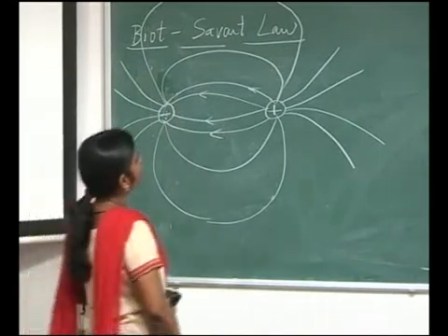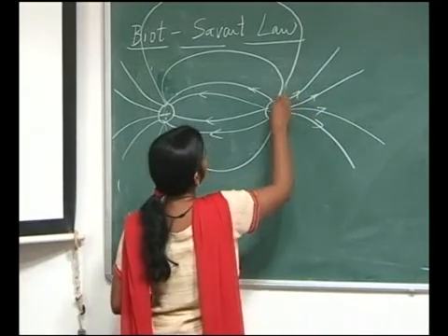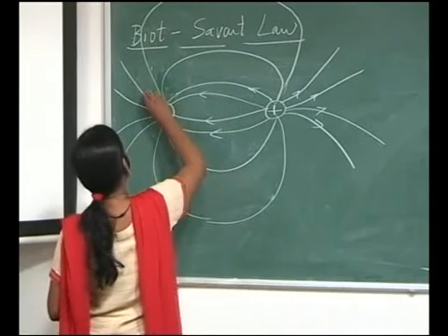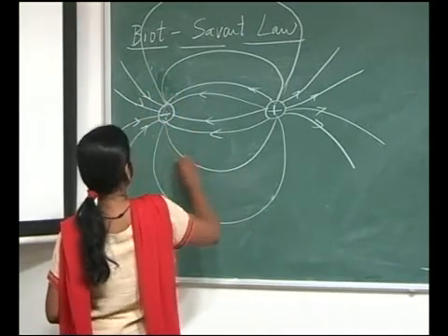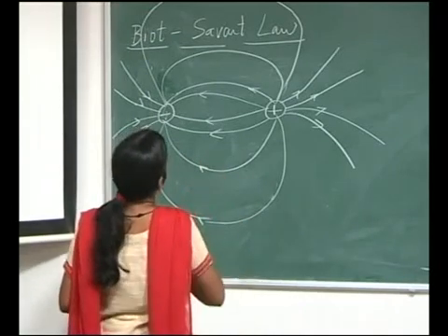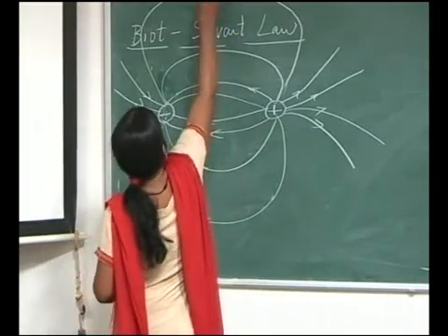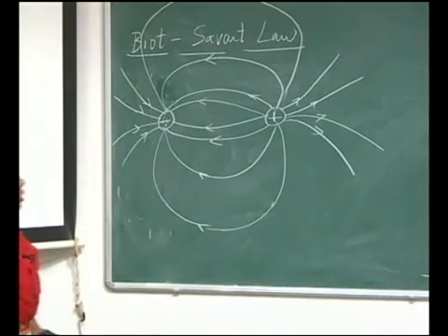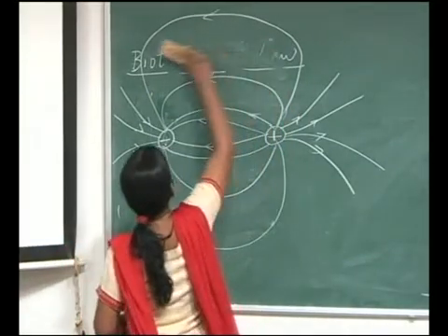Now, they will be coming out and they will be entering in. So, I have something like this, okay, and something like that. Is it okay? This would be what a typical electric dipole looks like.